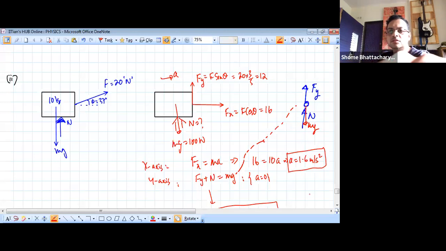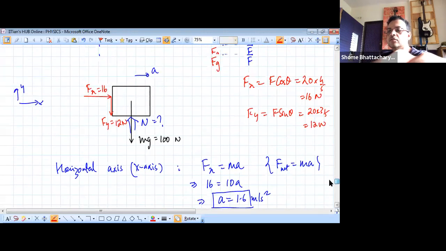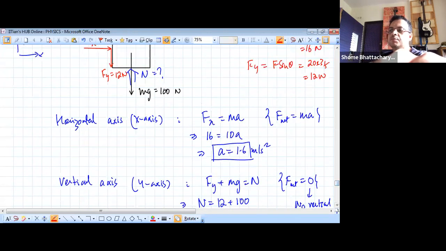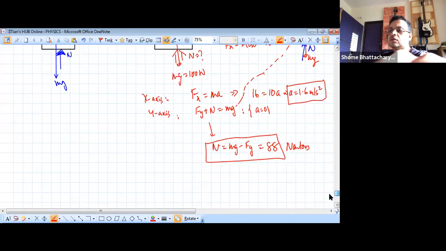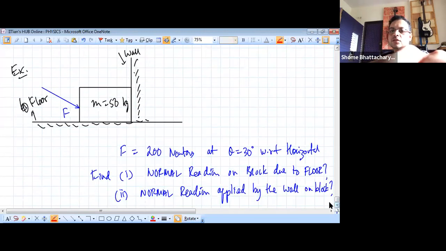Is it clear, Samarth? In the first part, it was the other way. First part, Fy plus mg was equal to N. Second part, it was the other way around. Fy plus normal reaction was balancing the weight. And now come to this question. Yeah, Dhruv, your answer is correct.